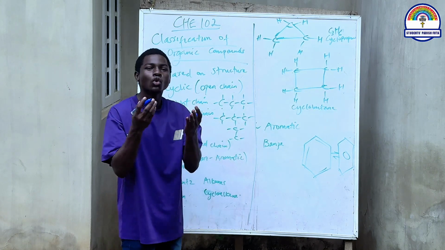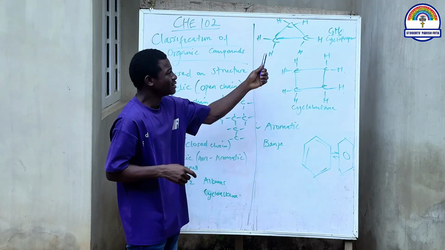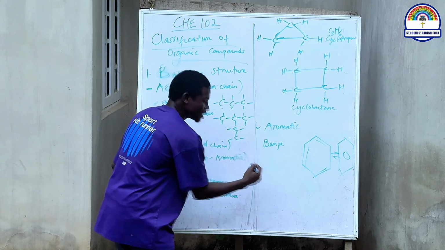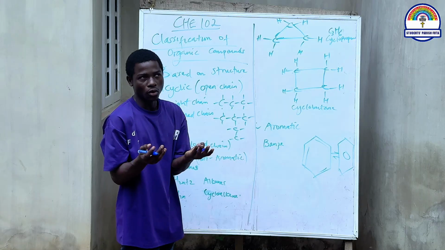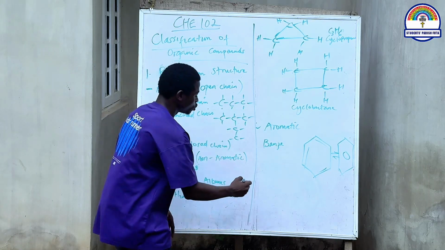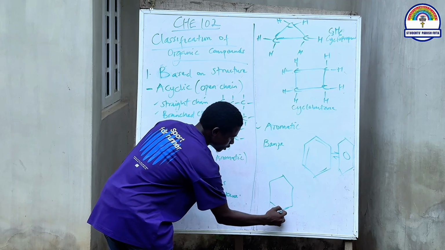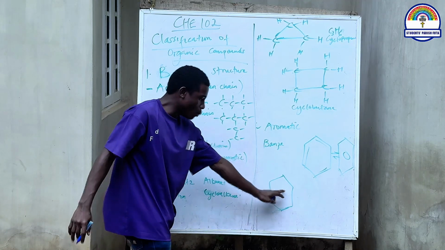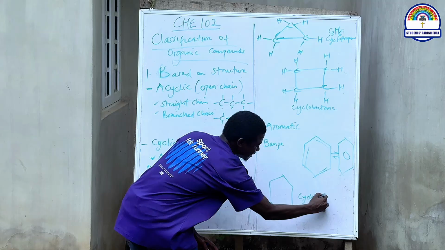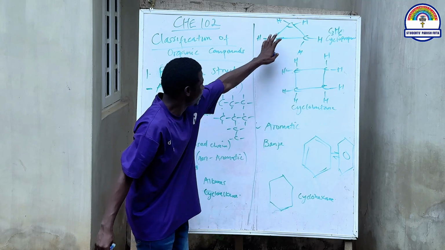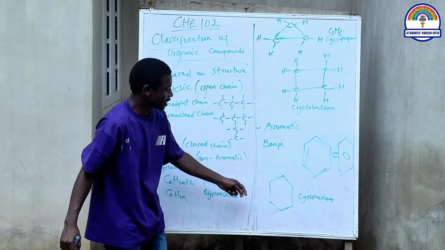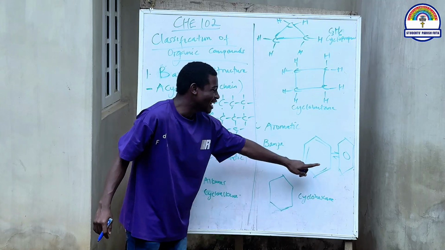If I want to draw cyclohexane, that is single bond, but it is a closed shape. Cyclohexane, I said they are polygons. Hexane, that's 6 sides, so just draw a hexagon. This should be cyclohexane. No double bond in it. Cyclohexane does not belong to the aromatic. It belongs to the alicyclic. I'm trying to show you the difference between cyclohexane and benzene.